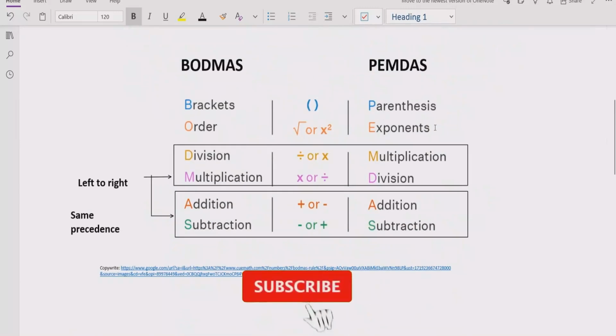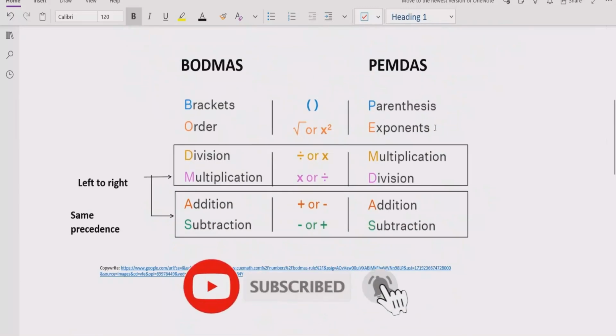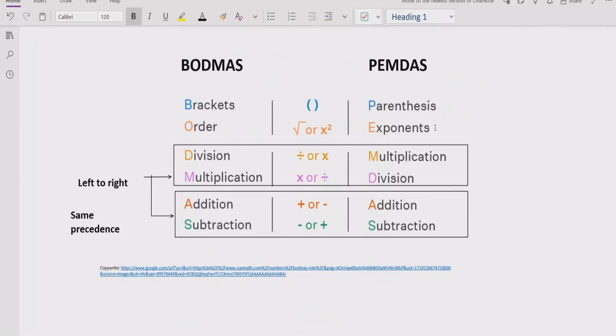Now let's talk about the rules which we can follow to solve the given expression. Here we will discuss two rules, the BODMAS and PEMDAS rules. These rules we can apply to solve any arithmetic expression. The rule says if your expression contains any bracket or parenthesis, you have to solve that part first. After the bracket, you have to see the power of any number. If your expression contains any number which has a power, you have to solve that part after the bracket.